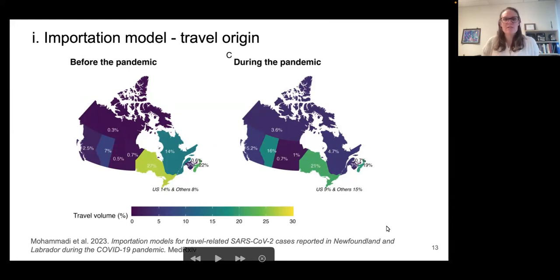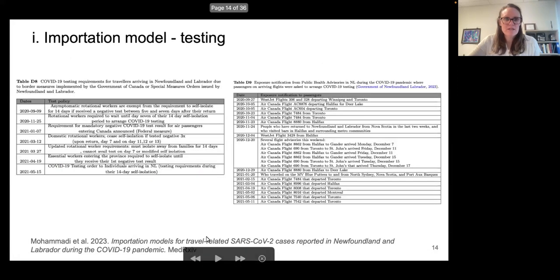And notably, we see about a 10% decrease in the percentage of all travelers originating from Quebec, going from 14% to 4.7%, while we see about a 10% increase in Alberta. Before the pandemic, 7% of travelers were originating from Alberta, but during the pandemic, 16% originated from Alberta. So a shift in where travelers are coming from during the pandemic.